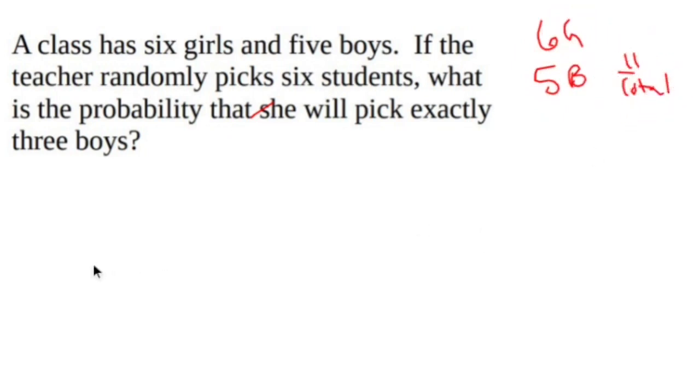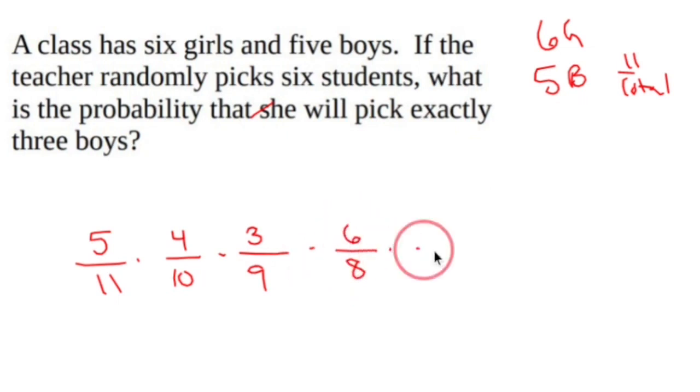Okay, so me closing my eyes and picking, what am I doing? A boy is right now 5 out of 11. Me picking a boy again, well, there's 10 students left, is going to be 4 out of 10. And me picking a boy again, if there's 9 students left, is going to be 3 out of 9. Now I have to pick only girls. So there's 8 students left, 6 girls, 6 out of 8. 7 students left, 5 of them are girls. 6 students left, 4 of them are girls.